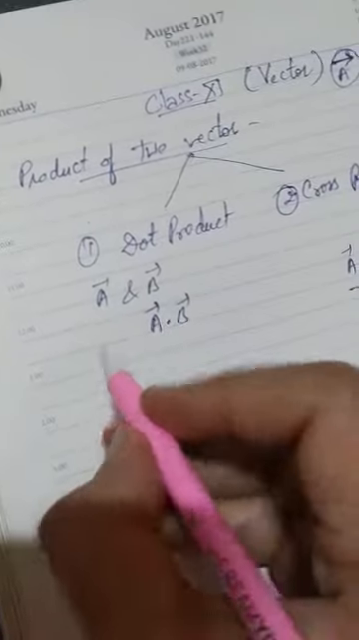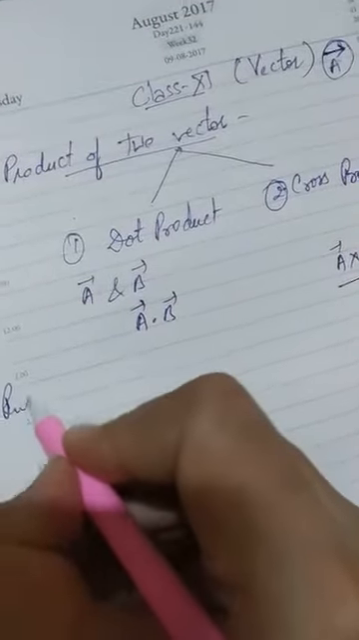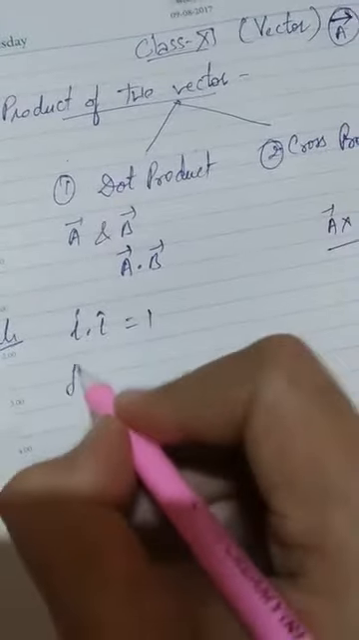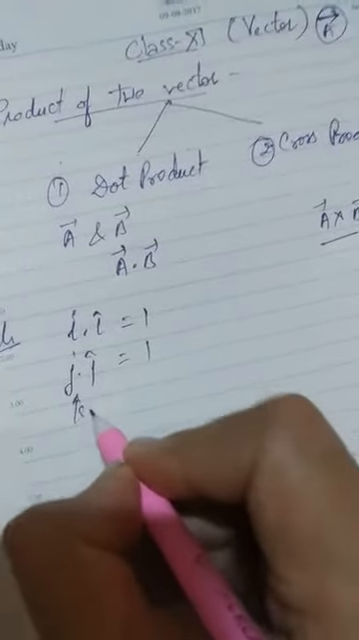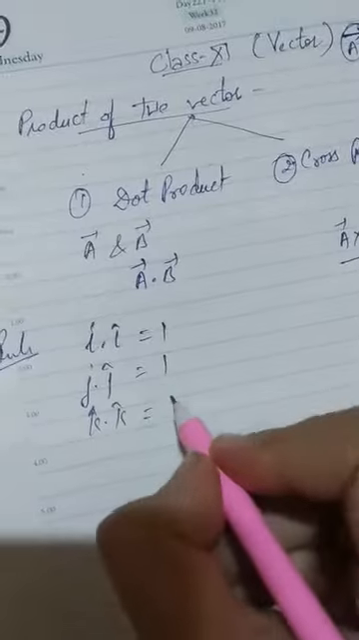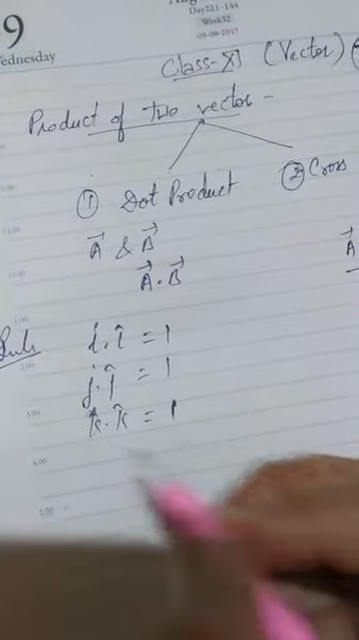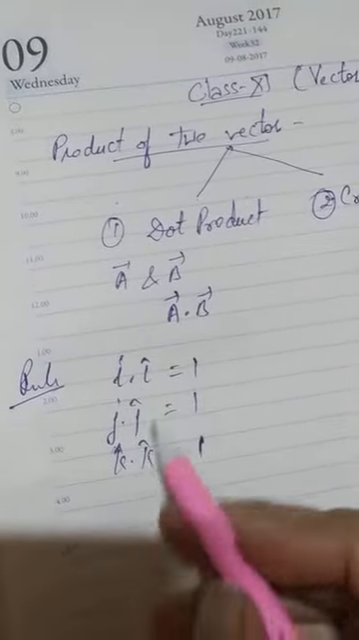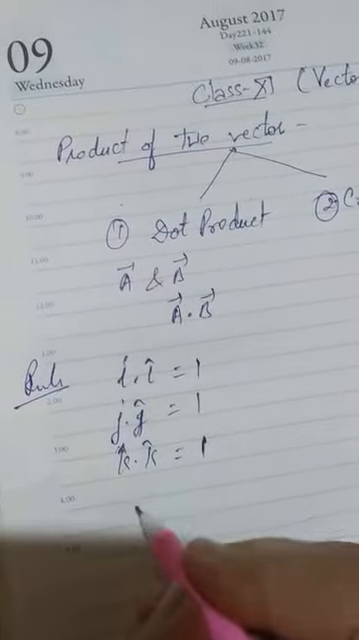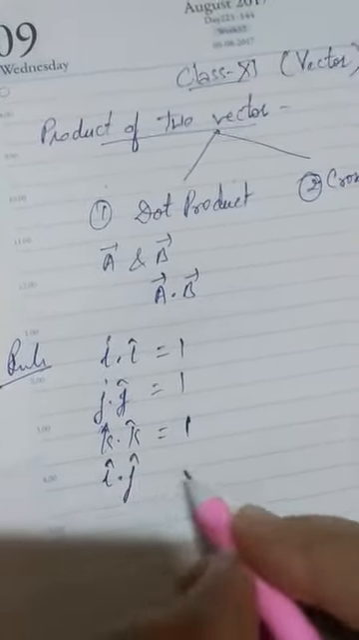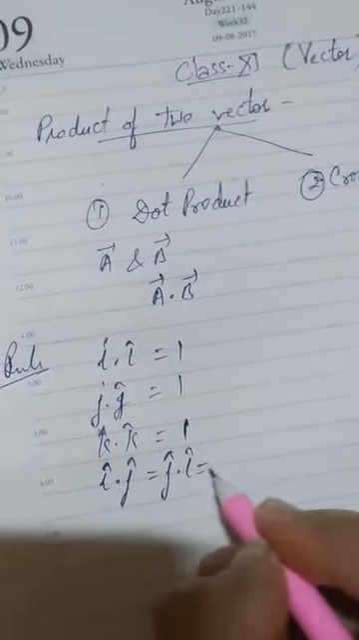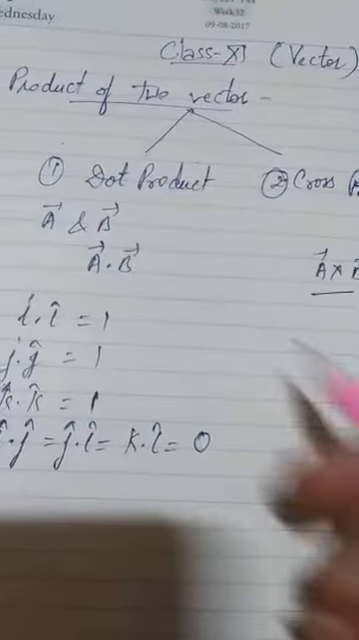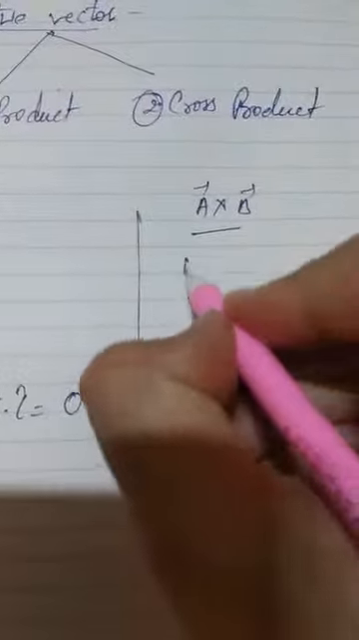Then the rules we have done: i dot i will be 1, j dot j will be 1, k dot k will be 1. The cap indicates a unit vector which has magnitude 1. These i, j, k are unit vectors. If we take different ones, i dot j equals j dot i equals k dot i, that will be 0. Understood now?